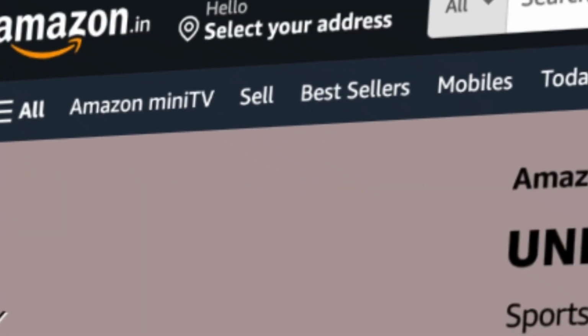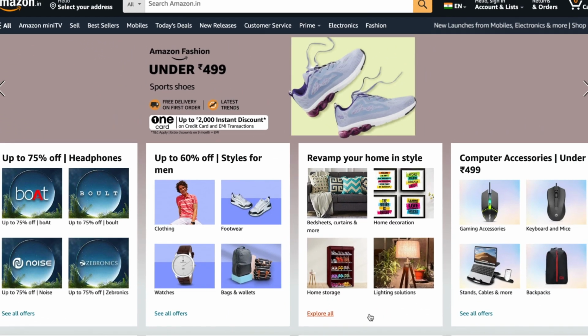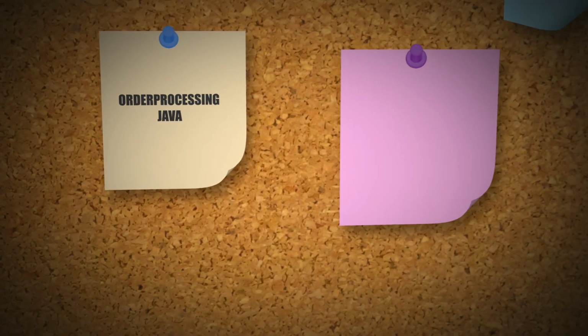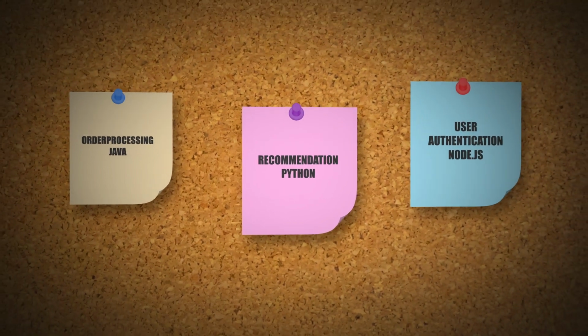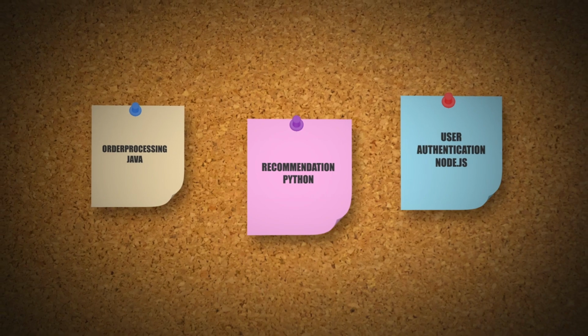Now, the beauty of microservices is that we could choose multiple languages for one system. Let's say we want to develop order processing in Java using the Spring Boot framework. We want to develop the recommendation service in Python, and for user authentication, we want to develop that in Node.js using the Express.js framework. Similarly, we could pick other languages. The very first step is we have to choose a language and a framework that supports microservices.